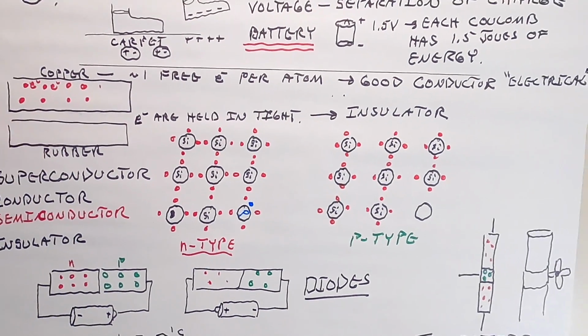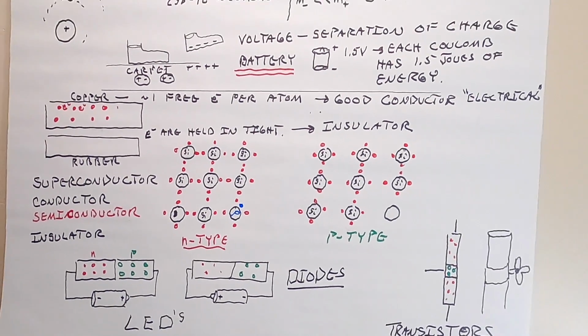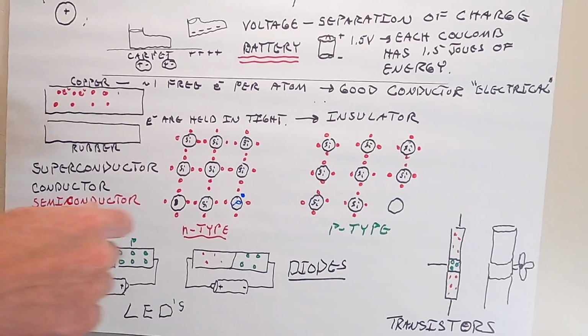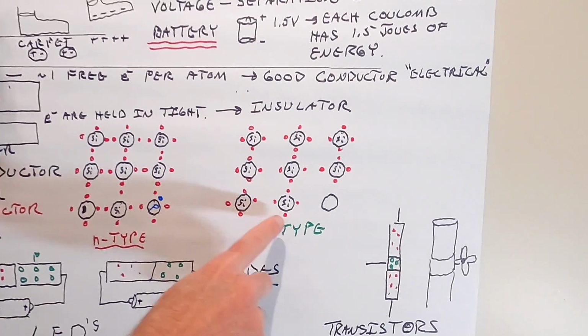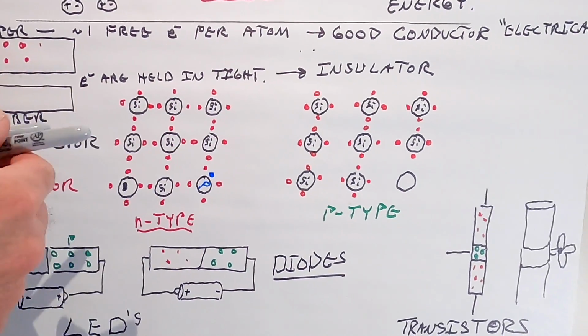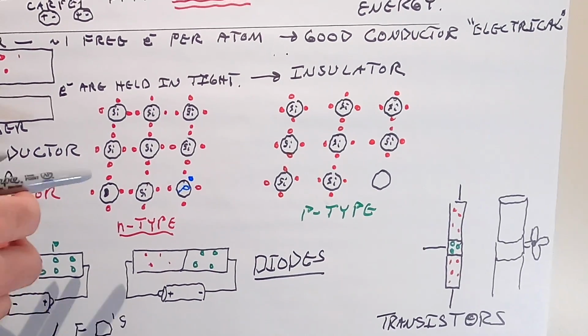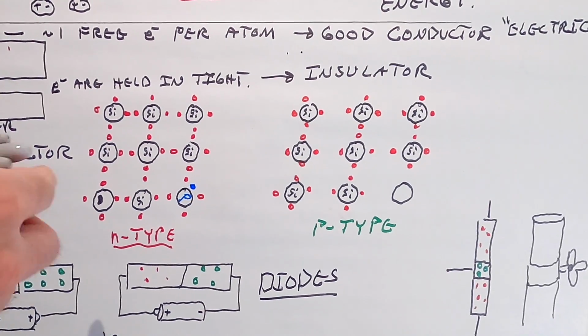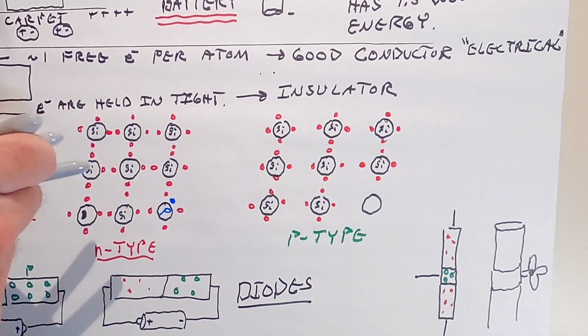Now there's another type of semiconductor, and that is something called the P-type. If I didn't pick one with 5 electrons, if I picked one with only 3 electrons in the last shell, something like boron, maybe I'll put that in green.